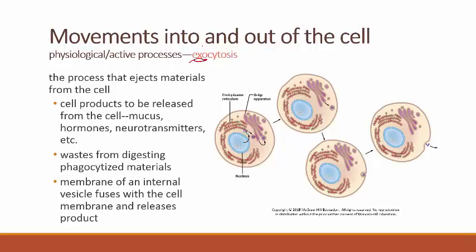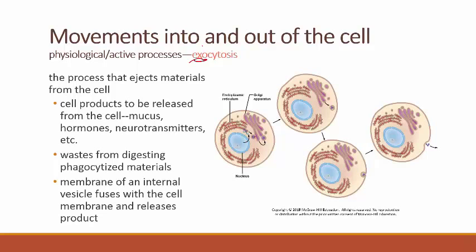So, for instance, some of the stuff that we might push out would be mucuses that the cell produces, hormones that the cell may be making, neurotransmitters that are being released by a neuron to communicate across to other cells, because that's how neurons communicate, is by releasing these neurotransmitters. We may dump out wastes from phagocytized materials from the cell, so it's sort of like makes a little trash can and pushes the waste out.